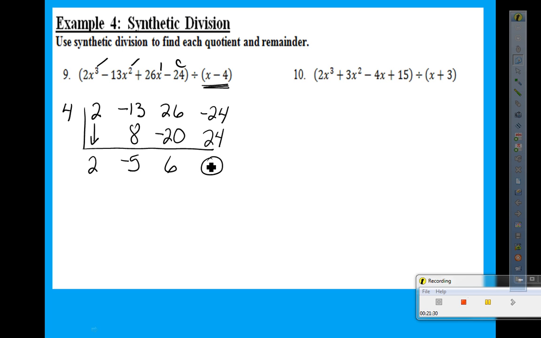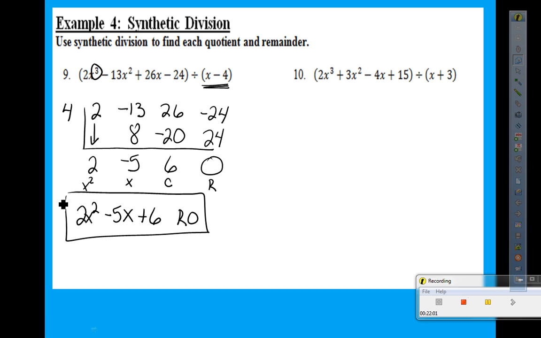Now here's my answer. We started off with a 3rd degree. So go down 1. This represents your squared. This represents your x. This represents your constant. This represents your remainder. So here's my answer: 2x squared minus 5x plus 6 with a remainder of 0. Since there is no remainder, you don't have to put that r of 0.